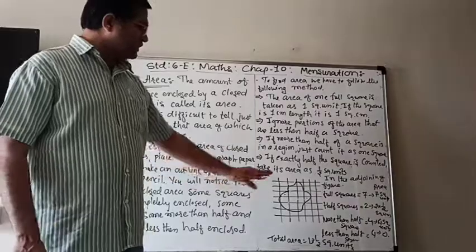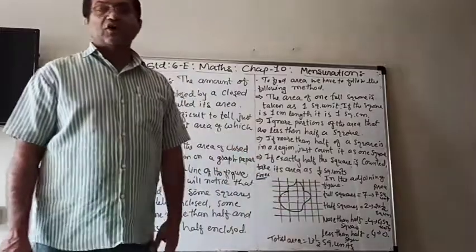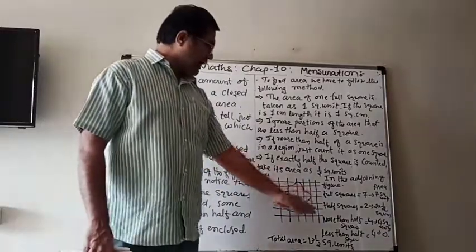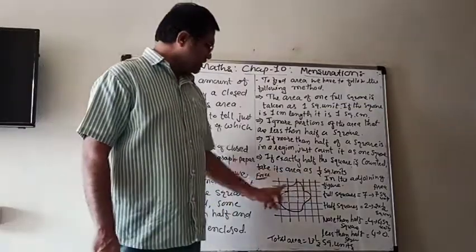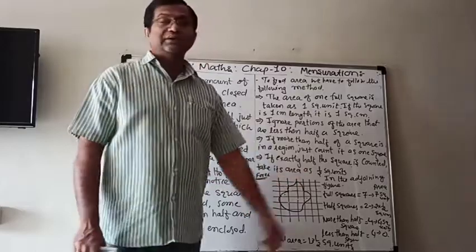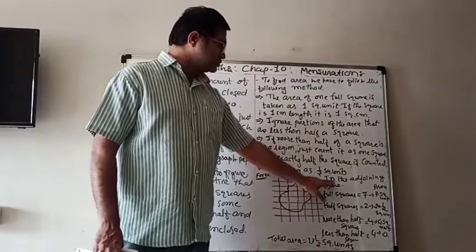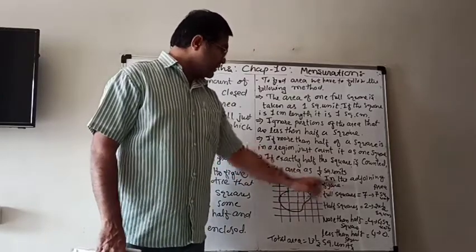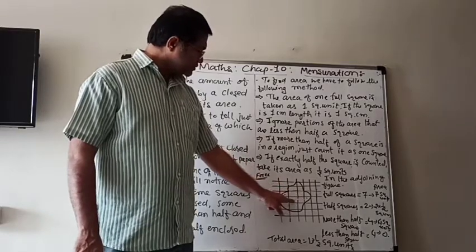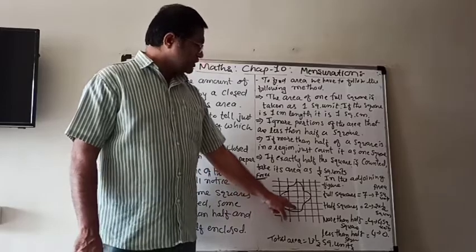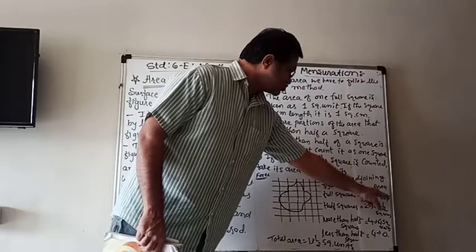Here I tried to explain with an example. An irregularly shaped object is there. I try to make the squares. Now I put that object and mark the boundary with a pencil. Now we have to first find the full squares. So there are 7 full squares: 1, 2, 3, 4, 5, 6 and 7. So I write down full squares 7. So its area is 7 square units.